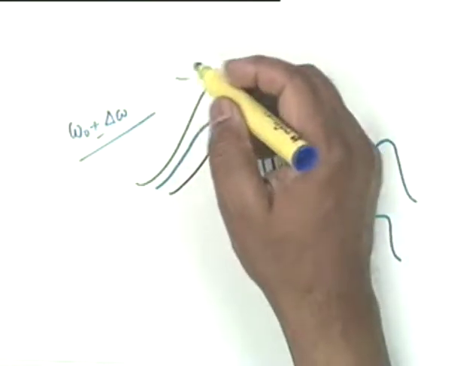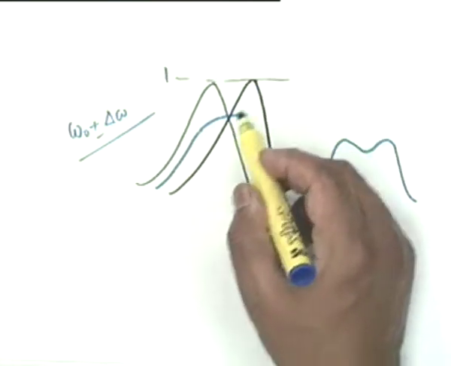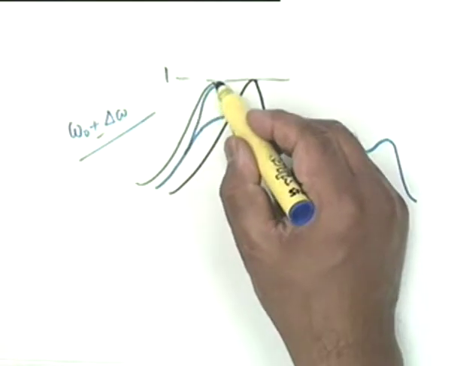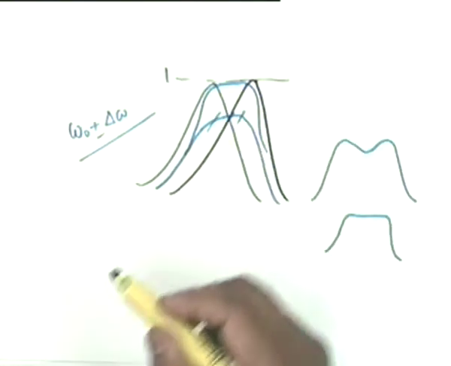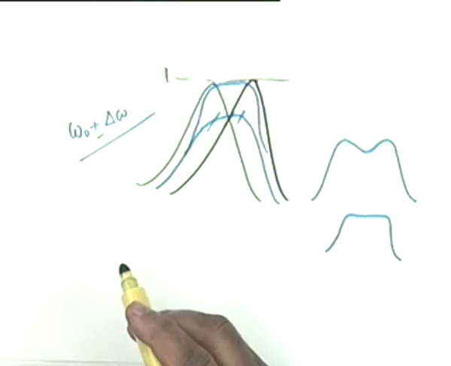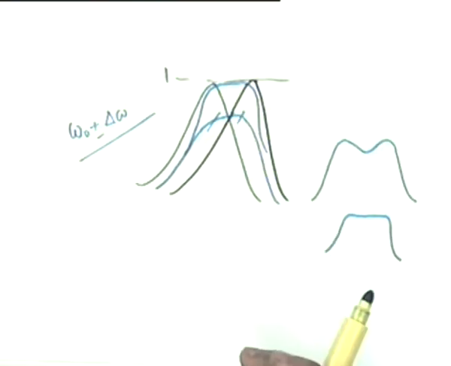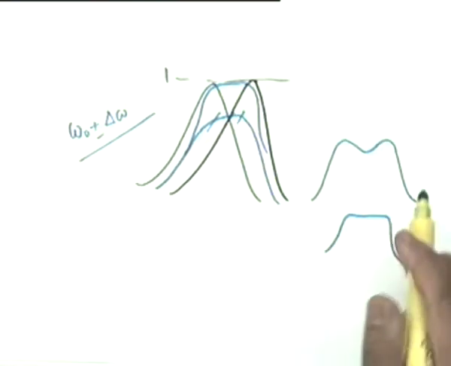Oh, I have not normalized. If I normalize this, then it will come up to 1. Okay, it will come up to this. If I normalize this, okay. Otherwise, it can go higher or lower. But let's normalize. All right.